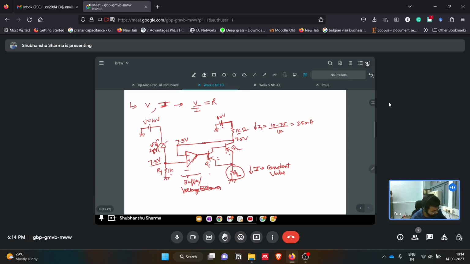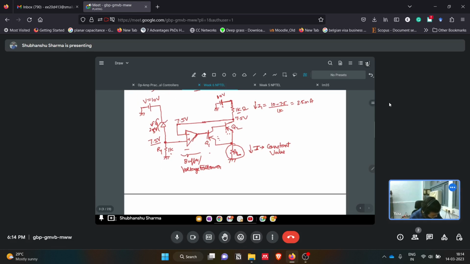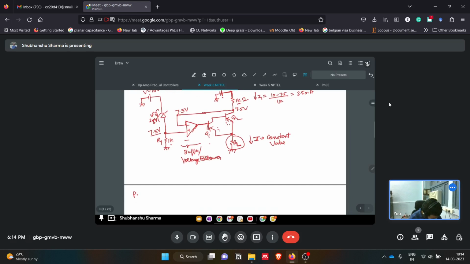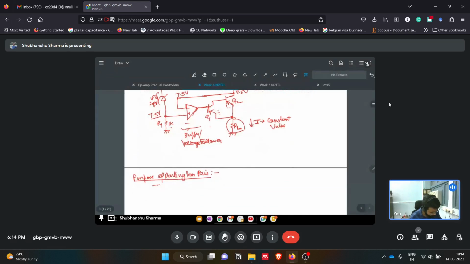Since these two transistors are used, the question will arise why we use two transistors. This is basically a Darlington pair. The purpose of the Darlington pair is that we use it to increase the gain of these transistors. So the total gain of the system increases.